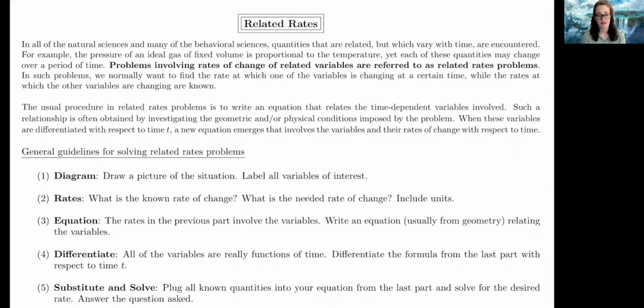So the general guidelines are to first draw a picture and label everything, then make a list of what you know and what you're looking for. So what is the known rate of change and what's the needed rate of change? Include units in this. The third thing is to come up with an equation that relates the variables that you've got from steps 1 and 2. Step number 4 is to differentiate this equation from the third step with respect to time. Then in step 5, the last thing you should do is substitute your known quantities into the equation and solve for the thing that you're looking for. So let's stop talking about how to do these and actually do one.